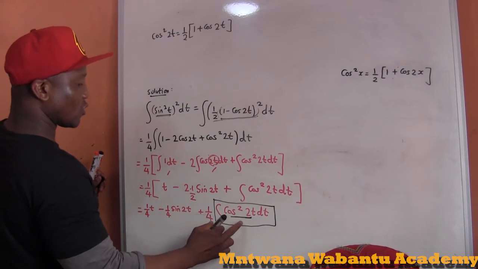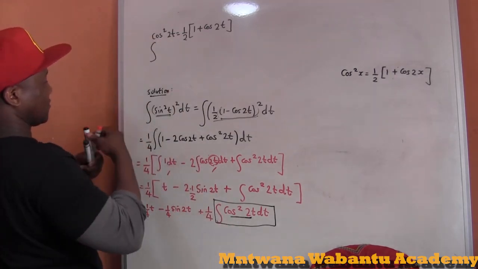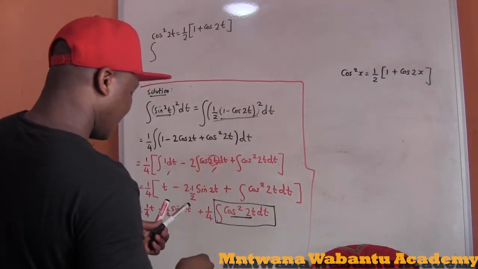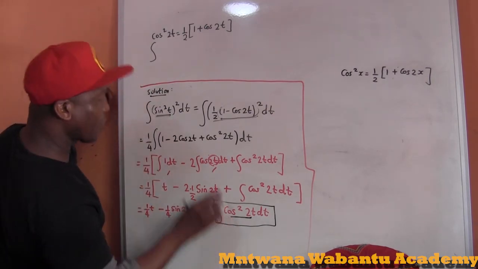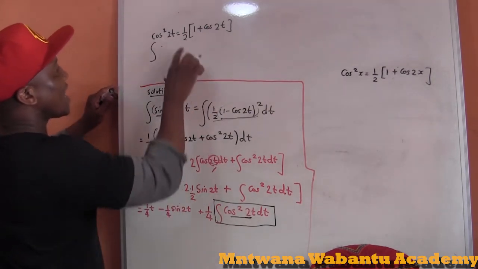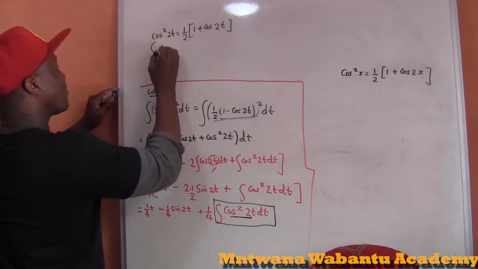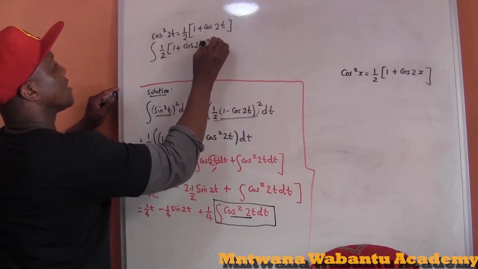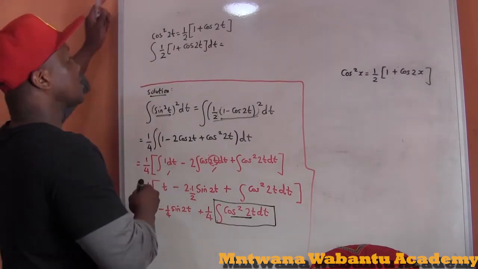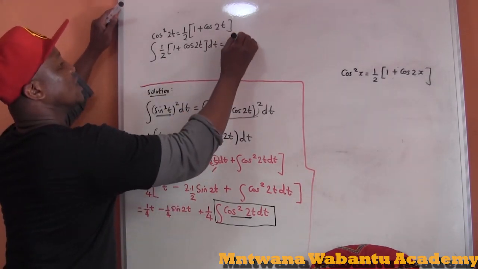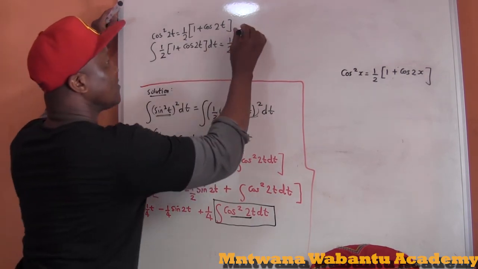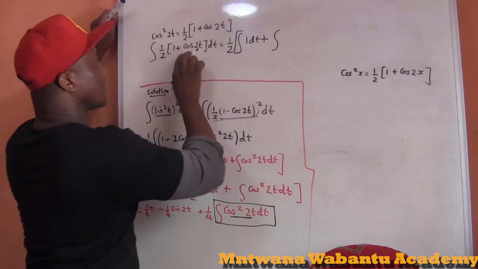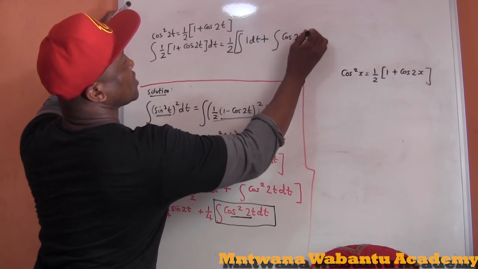So this one right here, which is the integral of cos squared 2t, I'll replace with that one, a half of 1 plus cos 2t dt. A half is a constant, I'll take it to the front. So this is going to be a half the integral of 1 dt, put bracket, 1 dt, and then plus the integral of the second one, which is cos 2t dt. Put your bracket.